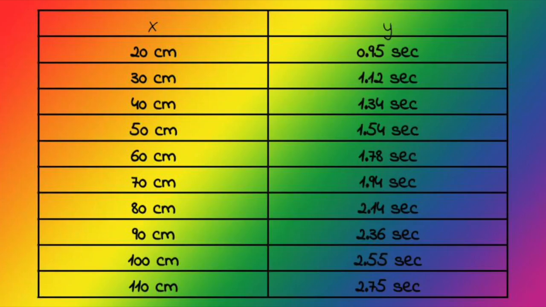The x value is the length of the pendulum, and it varies between 20 centimeters up to 110 centimeters. The y value is the period of the pendulum, and it varies from 0.95 seconds up to 2.75 seconds.